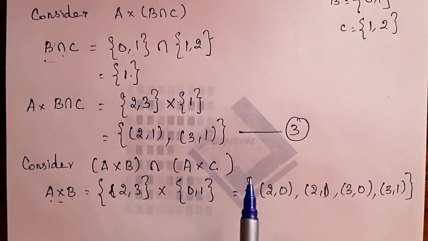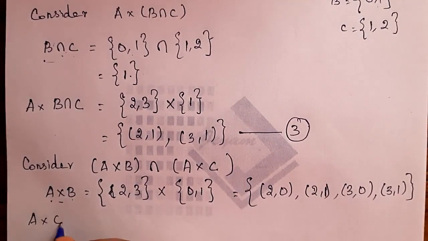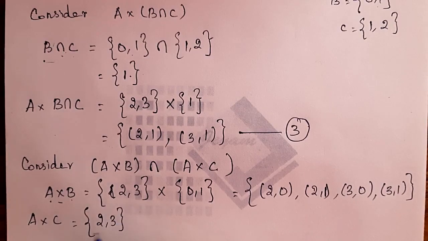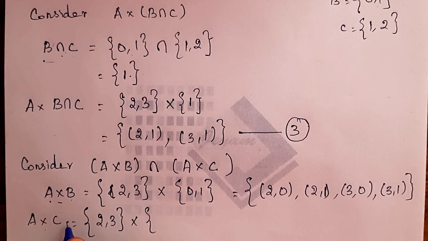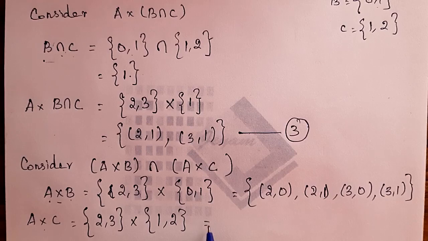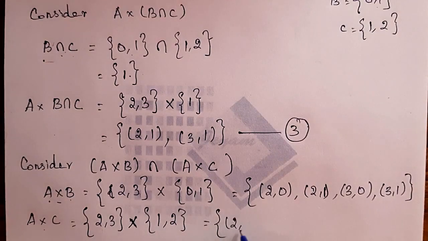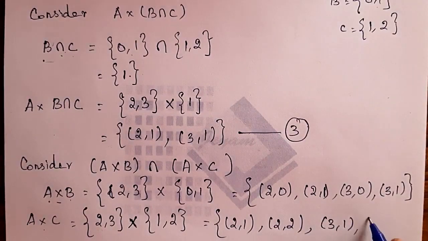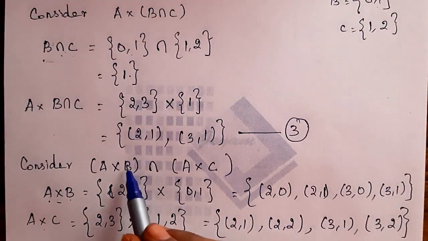Next we can do the next one. A cross C is equal to the set of all ordered pairs. Write A, A is {2, 3}. Then cross, write C, C is {1, 2}. Next you can do the cross product, so our outcome will be ordered pairs: (2,1), (2,2). Next (3,1), (3,2). Okay, so these two over.